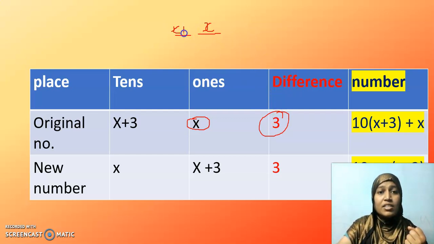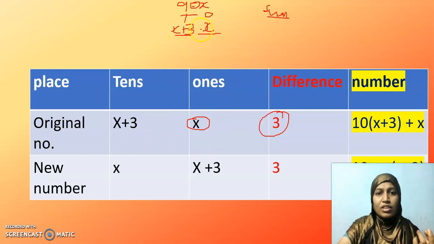When they asked for sum, we wrote 9 minus x. When the word sum is there, we wrote minus. So be careful, my dear children. I am pointing out the similarity and differences in both the sums. So we will get x plus 3 in the tens place. In the ones place I have x. That's what I have written here. And now check it. If I subtract these two, x becomes 0 and I get 3. So the difference is 3.